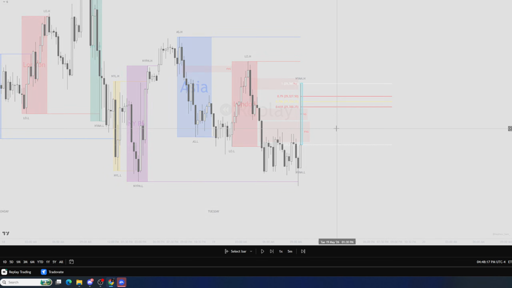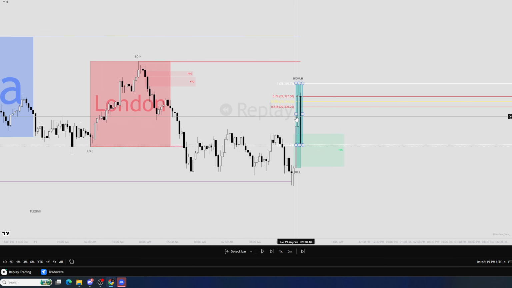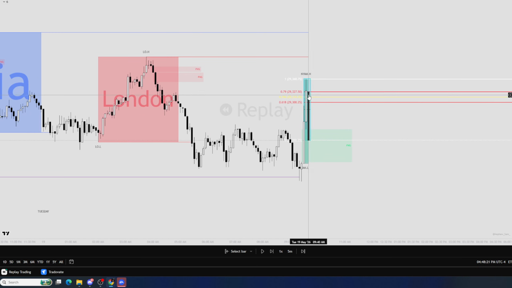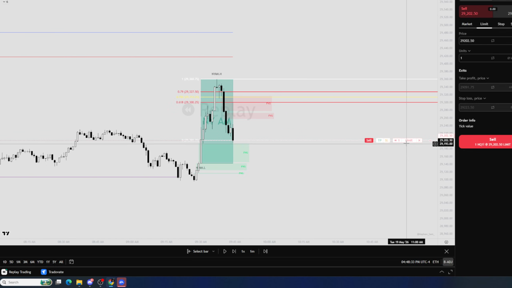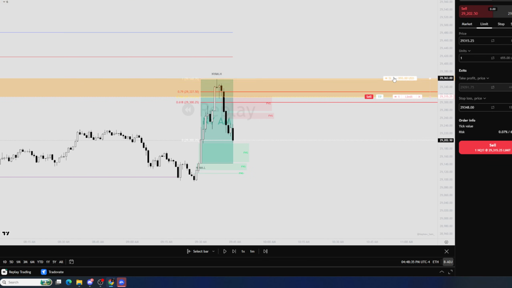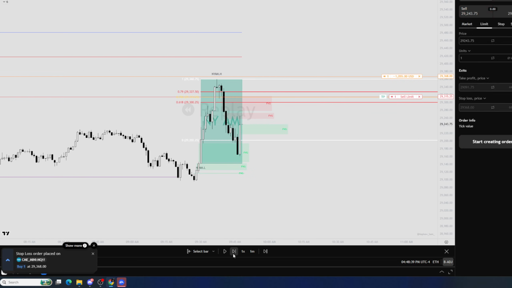I'm on 15 now, so 5-minute. So this would be my entry for my OTE. You could do this entry on this wick. I don't like it really, but let's just take this as my entry. Sell limit here, stop loss up here, take profit like I said, standard deviation. We're in now. Oh, chill.